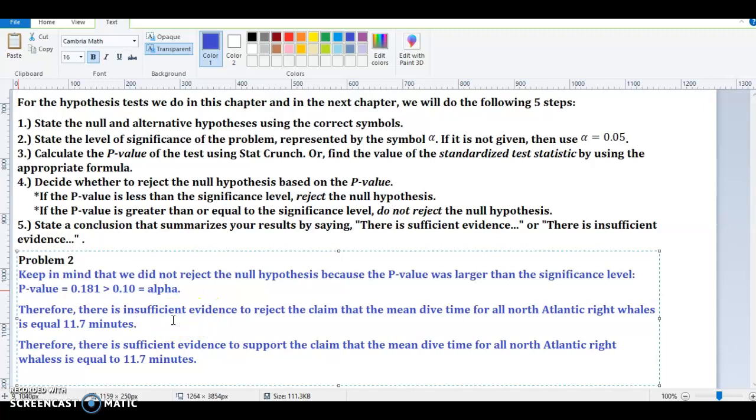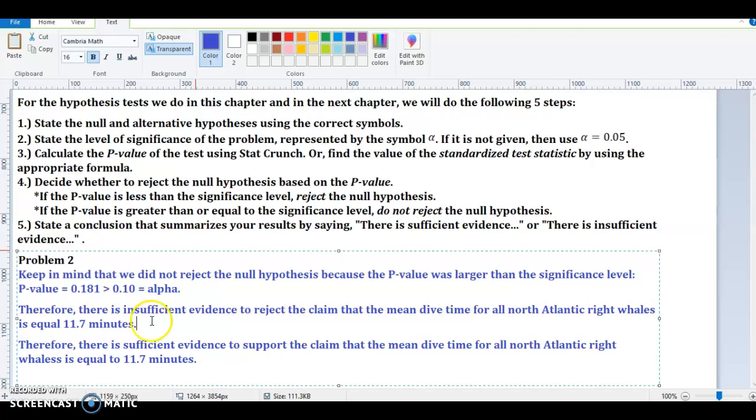Okay, so sometimes there's more than one way to state the conclusion. Okay, so basically we're in step 5, right? We did the other 4 parts already. Okay, so one way to state the conclusion is that, therefore, there is insufficient evidence to reject the claim that the mean dive time for all North Atlantic right whales is equal to 11.7 minutes. Okay, that's one way to say it.